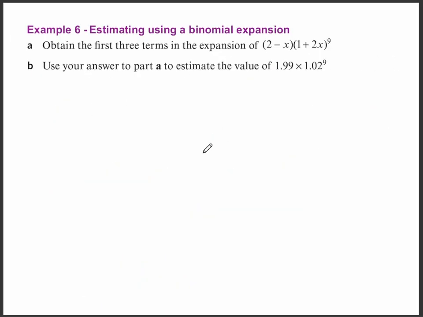Finally, example 6. We're told to get the first 3 terms in the expansion of 2 minus x times 1 plus 2x power 9. So for this, firstly, we need to find the terms here. Then what we would do is multiply it with this bracket right here. So we're going to do that here. So let's write the general formula first. 9cr, 1 power 9 minus r, and 2x power r.